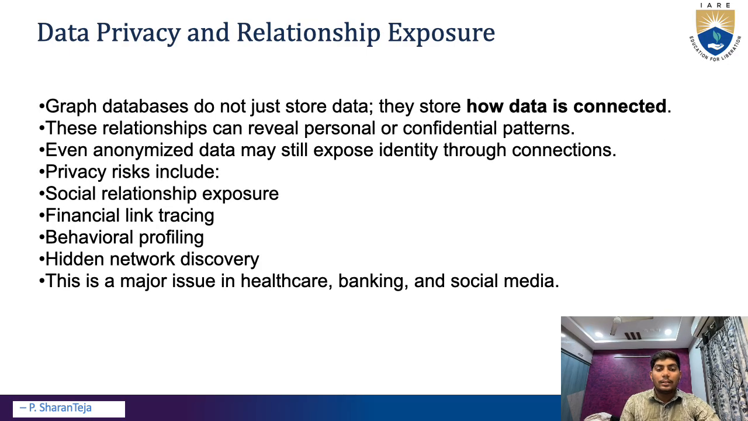Data privacy and relationship exposure. This is a unique challenge in graph databases. Even if the data is anonymized, relations can reveal identity. For example, if you know a person's friends, location, and behavior, you can identify them. Privacy risks include social relationship exposure, financial connections, and behavioral profiling. This is very critical in healthcare, banking, and social media. So graph databases reveal hidden patterns which can be misused.